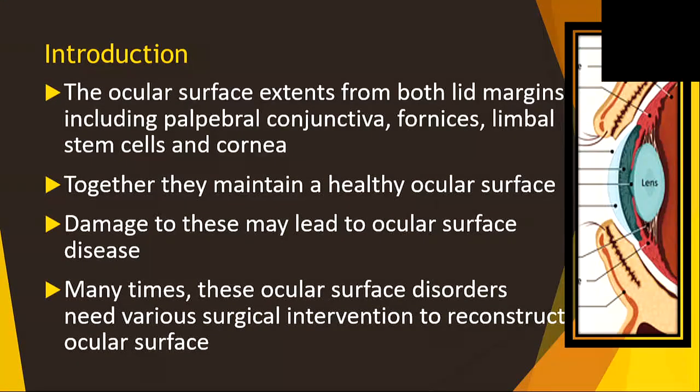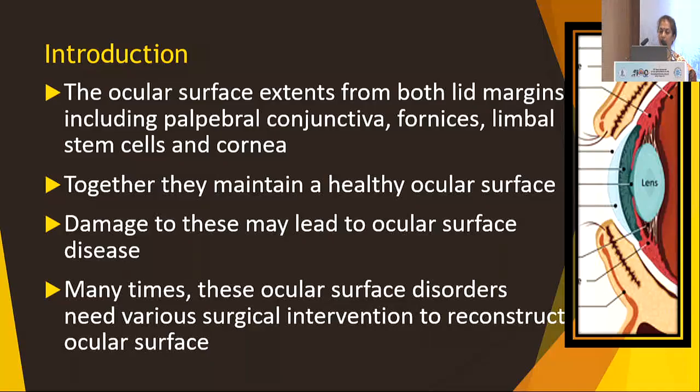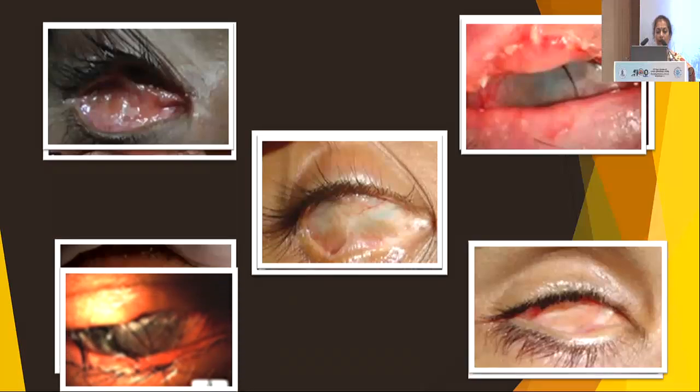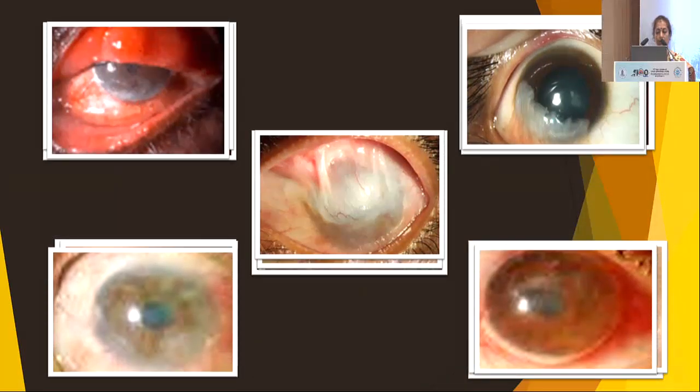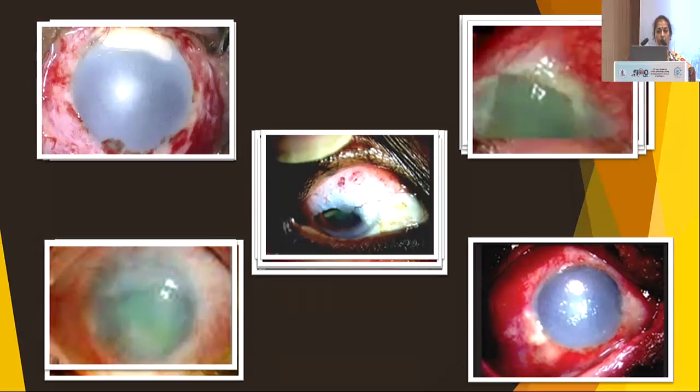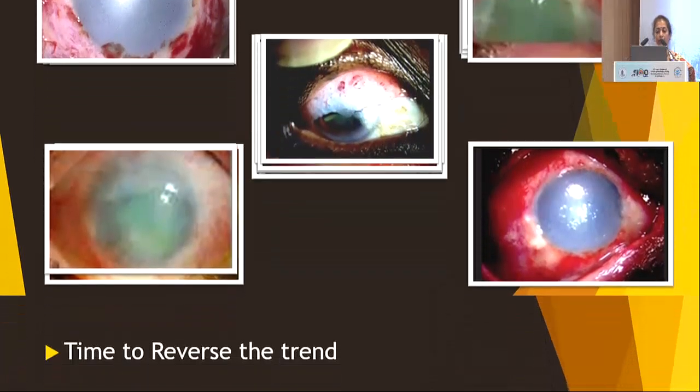You all know that the ocular surface extends from both lid margins, including the palpebral conjunctiva, fornices, limbal stem cells, and cornea. Together they maintain the ocular surface. Any damage to any part of this surface may lead to ocular surface pathologies. Many times you require surgical intervention to reconstruct this ocular surface. So you may come across lid margin keratinization, shallow fornix, stem cell loss or ocular surface disorders, or even lime burn where you require to reconstruct, refresh the ocular surface.